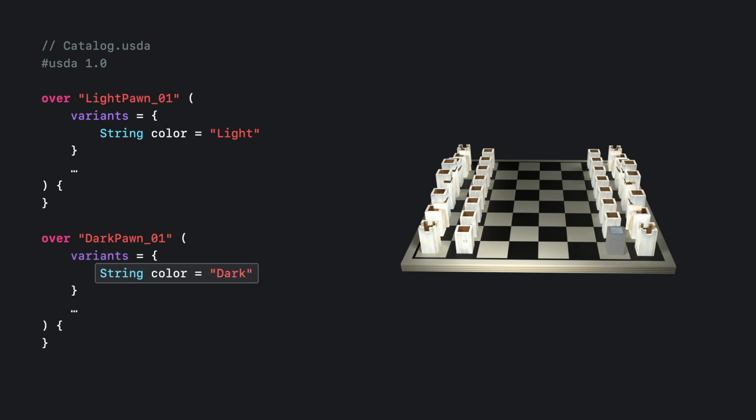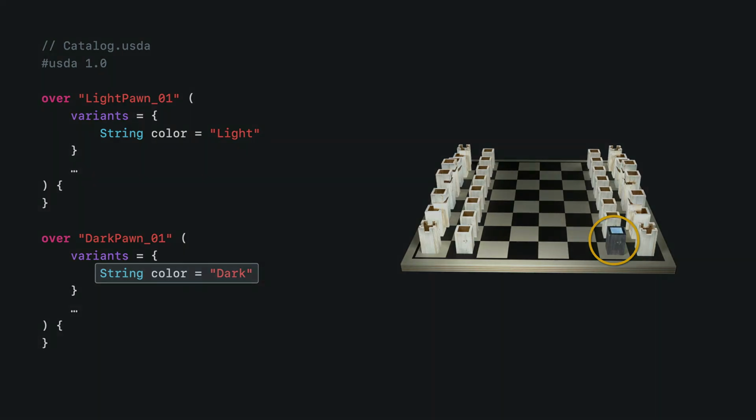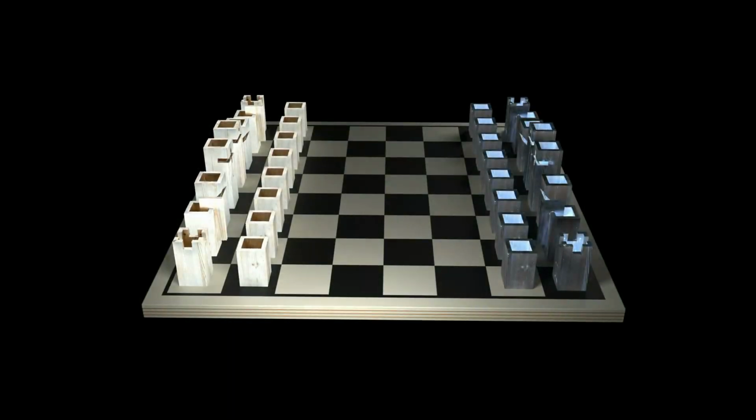We set the variant to dark. We can see that one of the pawns on the opponent's side is now dark. Let's apply this change to the other pieces as well. Finally, we completed our chess set.